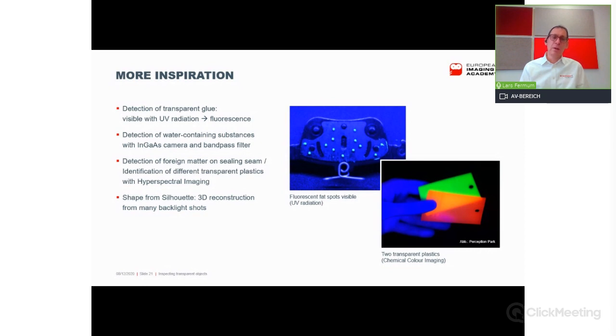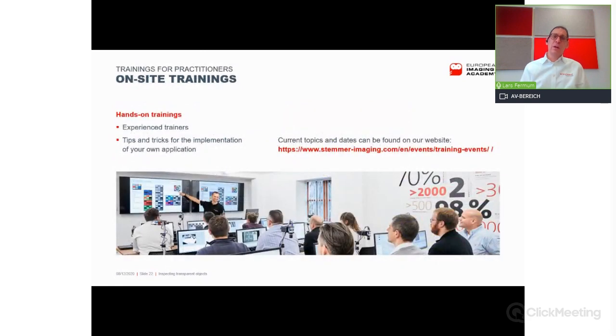And the final example is the shape from silhouette method. This method generates a 3D reconstruction with many, many backlight images from different directions. So you put the part on a turntable and take hundreds of images, and then you can even do a 3D reconstruction of a transparent object. These were some examples today from the subject of inspecting transparent objects.